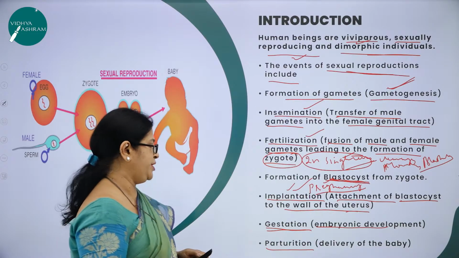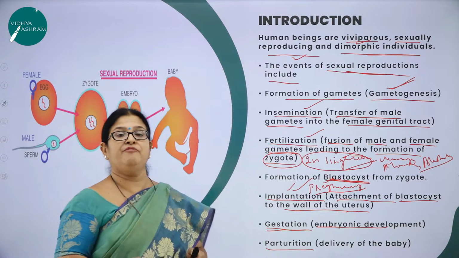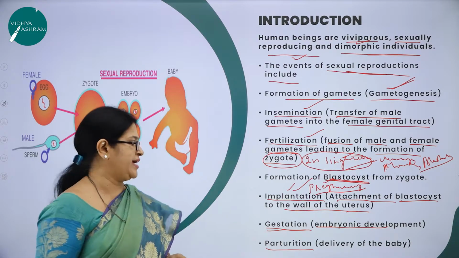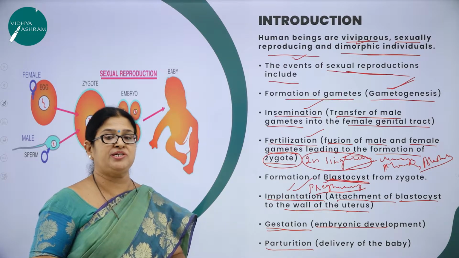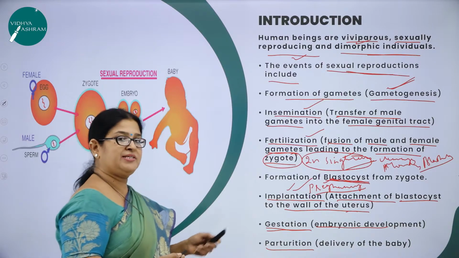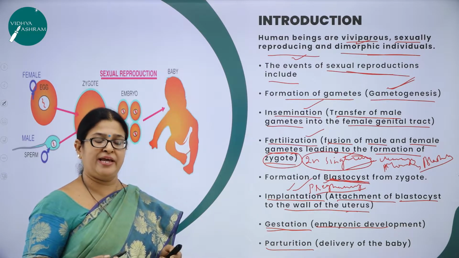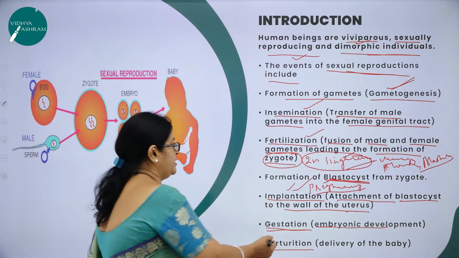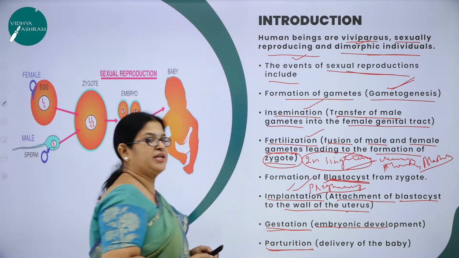Development of the embryo. And the gestation period varies from organism to organism. It is not the same duration in all organisms. For example, in human beings it is around 9 months 1 week, right? Then next comes, very important, parturition.